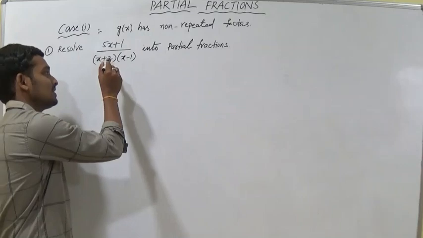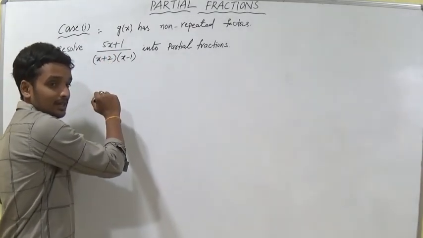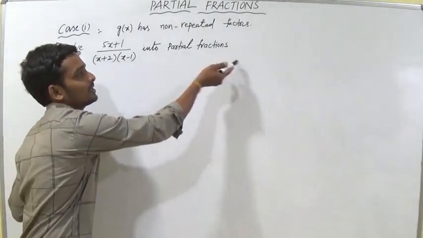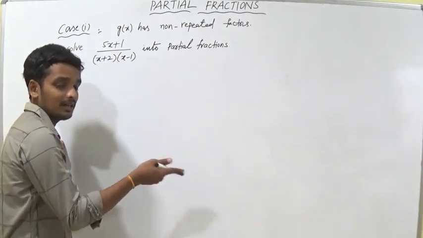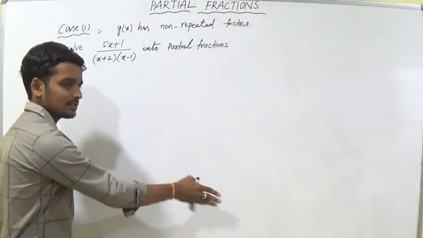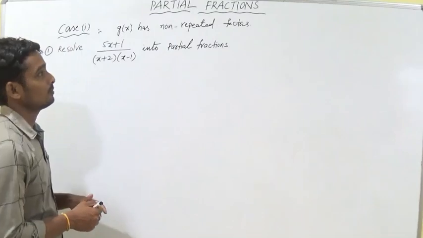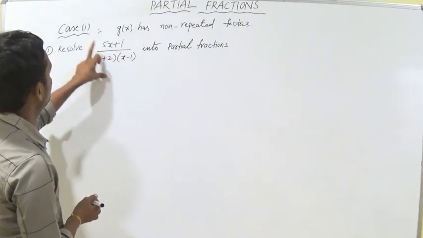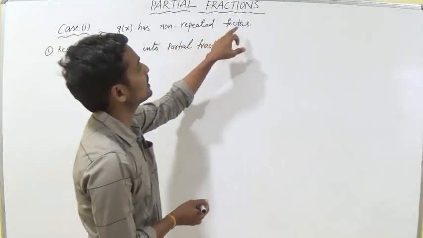This is a proper fraction. We have to divide this proper fraction into 2 or 3 partial fractions. Each partial fraction is also a proper fraction. We have already discussed it. How can we solve it? By this method, case 1: g of x has non-repeated factors.